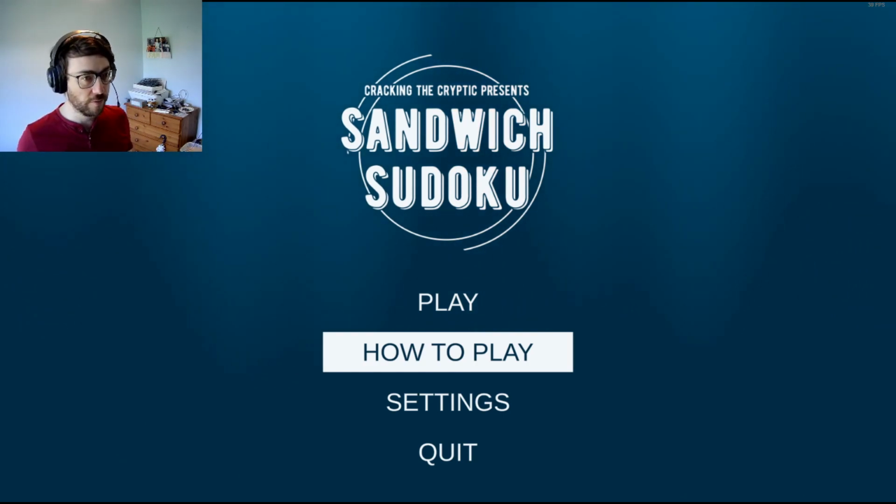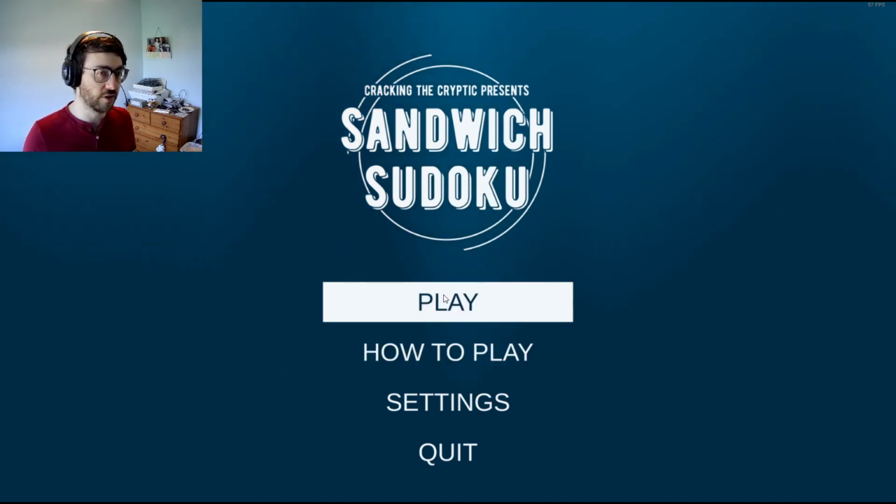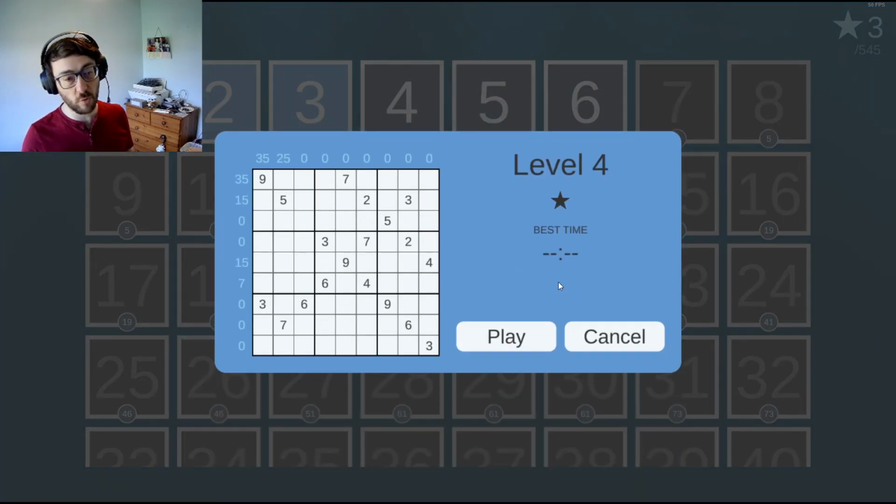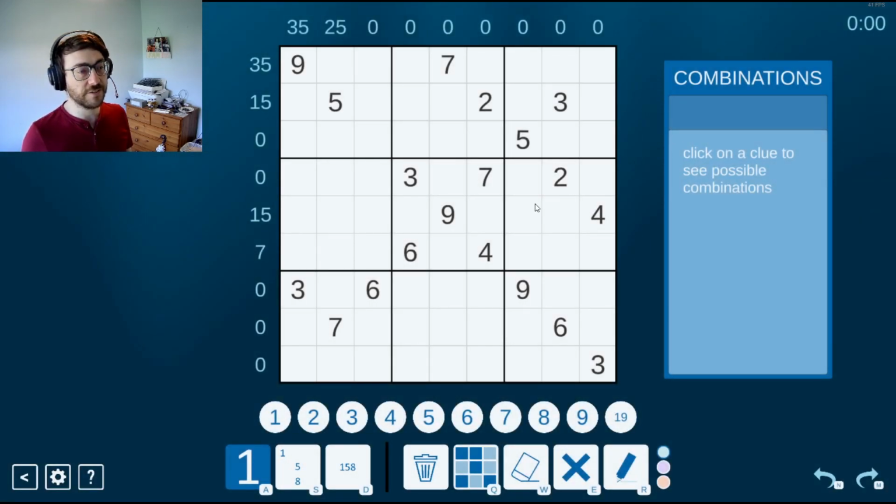Right, so my turn today. So let's have a look at the puzzles that we have. As per usual, you can unlock harder puzzles as you go through by completing earlier ones. So we've got puzzle number 4 today, and as I say, Sandwich Sudoku. If you've already seen a couple of my videos, you may remember what these are.